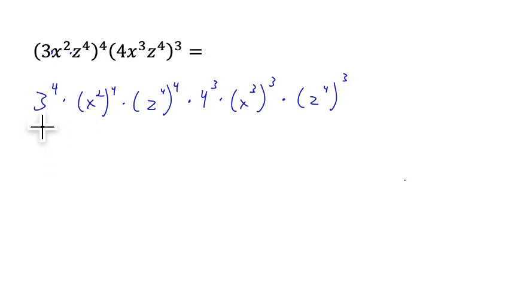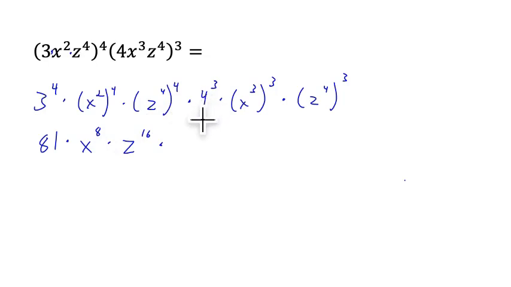And we have 3 to the 4th power. Let's see, 3 times 3 is 9. We'd have another one of those, so that's going to end up being 81. So 81 times x to the 8th power, so we multiply 2 times 4. Z to the 4th raised to the 4th power, that'll be z to the 16th, 4 times 4.